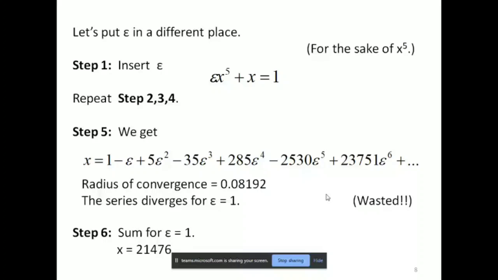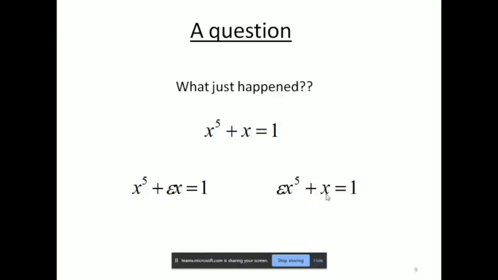As we see, if we put the value of epsilon equal to 1, then we get something around 21,476. So here one question arises: what just happened? We are just changing the placement of epsilon, and in one case we are getting an answer which matches very closely to the numerical results. But when I change the position of epsilon, I am getting a series that diverges, and diverges fast, and we are getting nothing. So what has happened here?